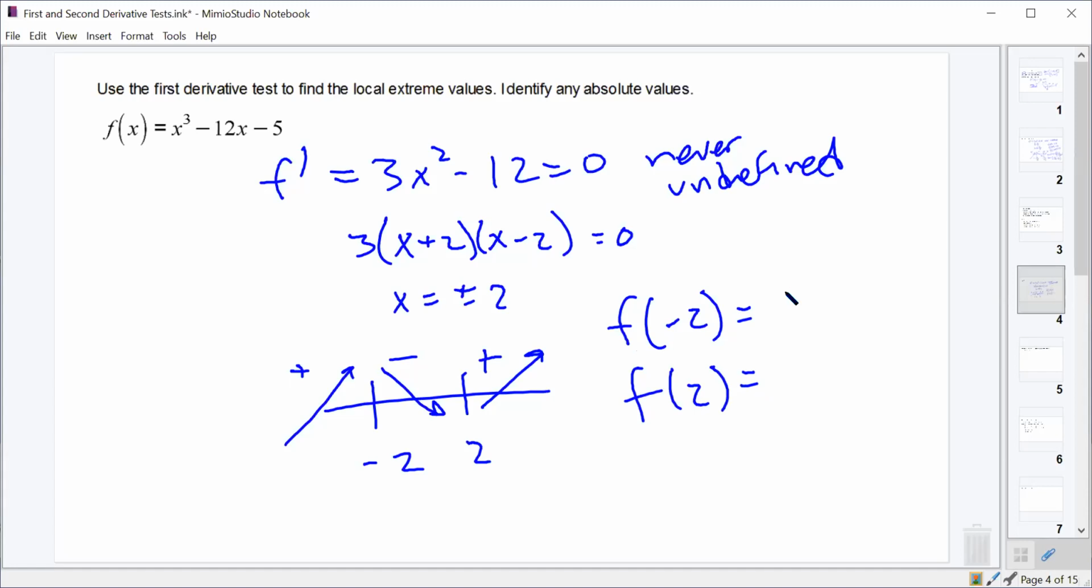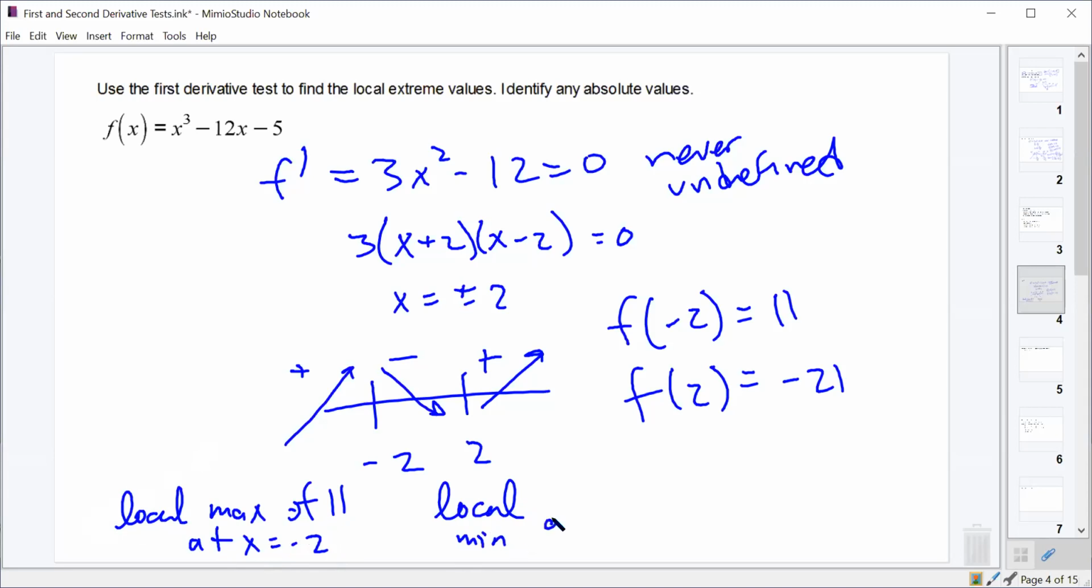It's like f of negative 2 is 11, I think. And f of 2 is negative, what is that? Negative 21. You guys agree with those? Yes. All right. So we would say that we have a local max of 11 at x equals negative 2 and a local min of negative 21 at x equals negative 2. Any issues with that? Everybody good?